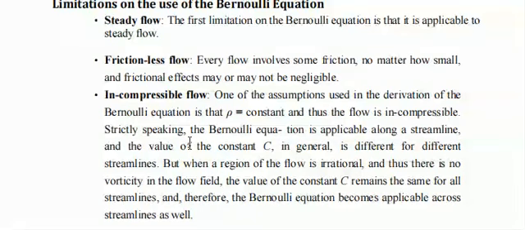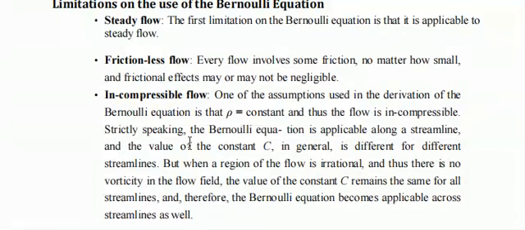Okay, next one is incompressible flow. One of the assumptions used in the derivation of the Bernoulli's equation is that rho is constant, that is, the density of the fluid is constant. That is considered an incompressible flow, and thus the flow is incompressible. Strictly speaking, the Bernoulli equation is applicable along the streamline, and the value of the constant c in general is different for different streamlines.